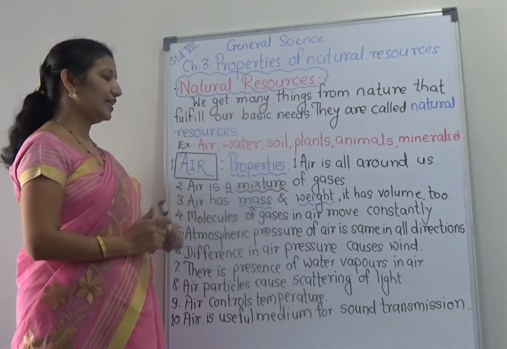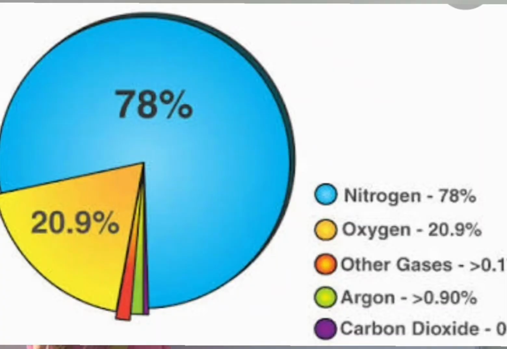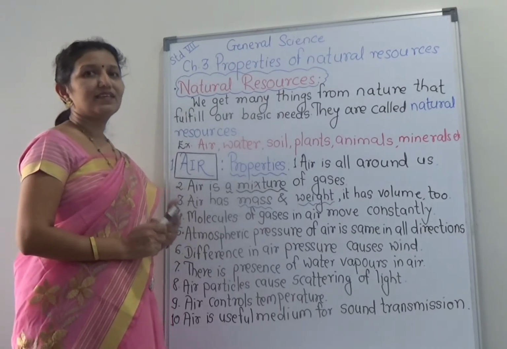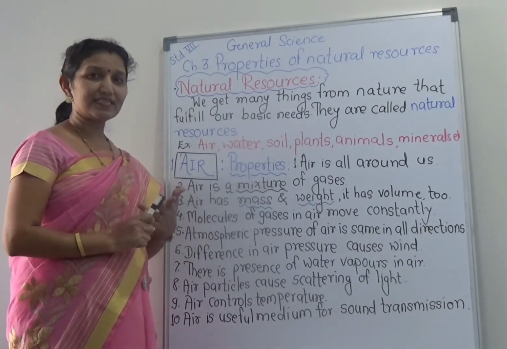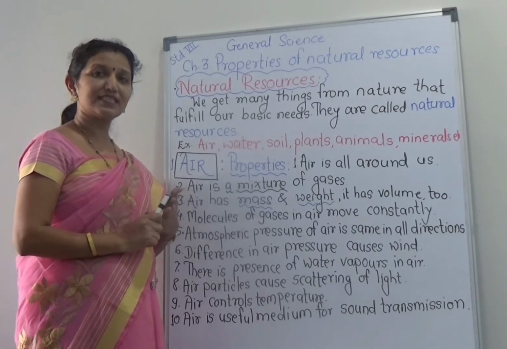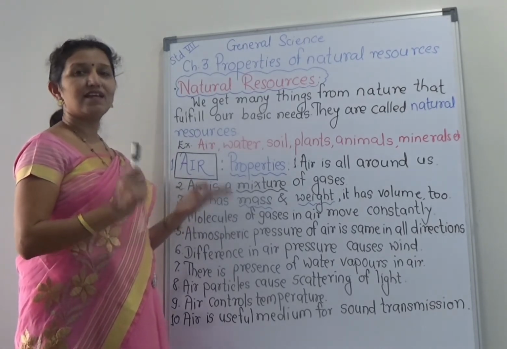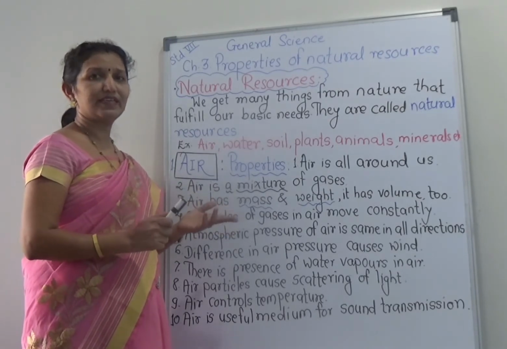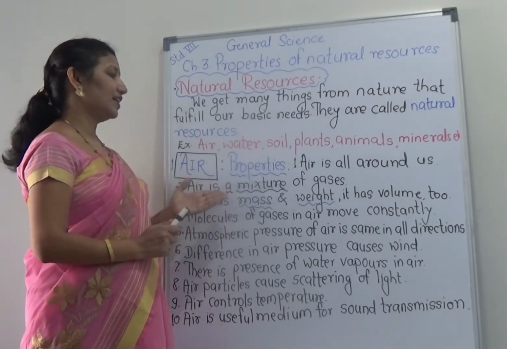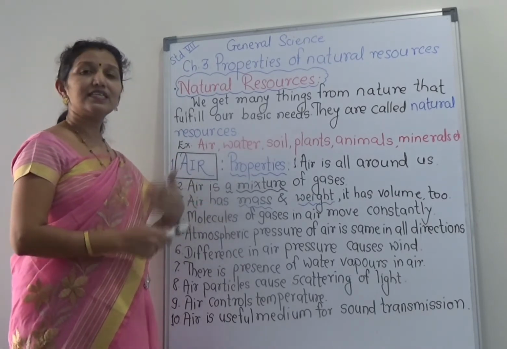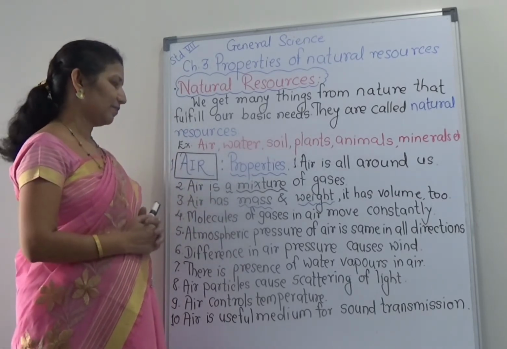Second is, air is a mixture of gases, and that we have studied in the previous standard. Which gases are present there? There are many gases like nitrogen, oxygen, argon, inert gases, then water vapors, dust particles. In this way, other gases are also present in air. The air is a mixture of gases.